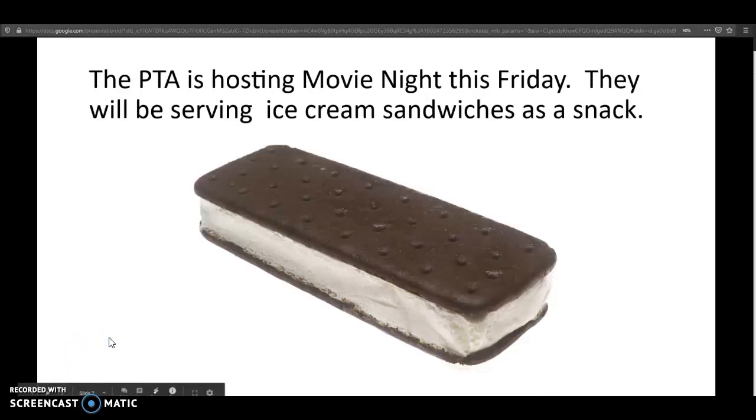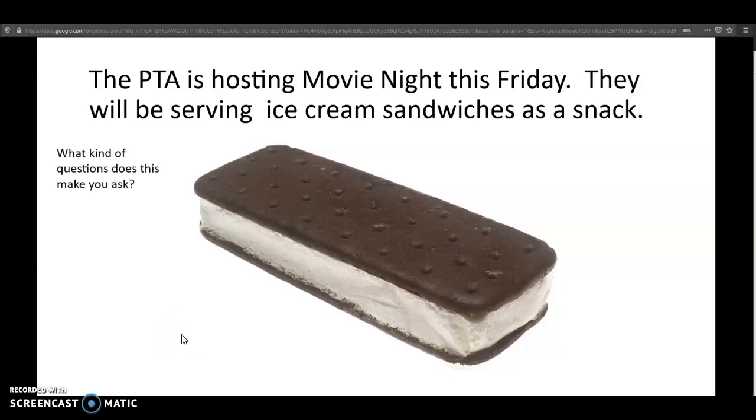The PTA is hosting movie night this Friday. They will be serving ice cream sandwiches as a snack. What kind of questions does this make you ask yourself? I want you to think about it.